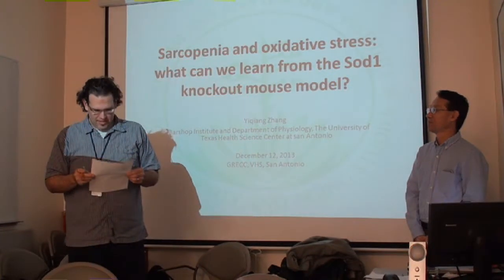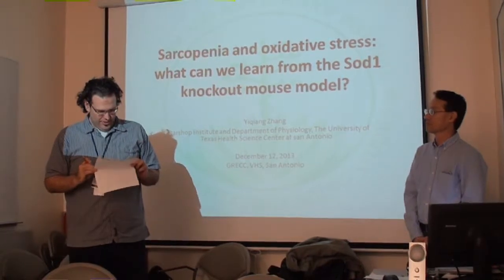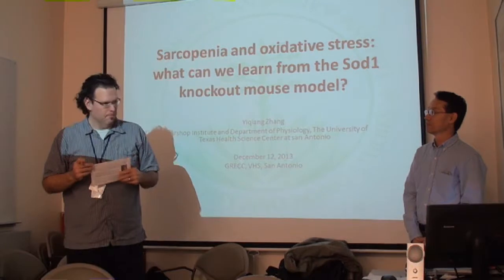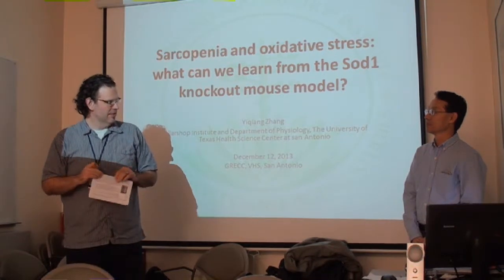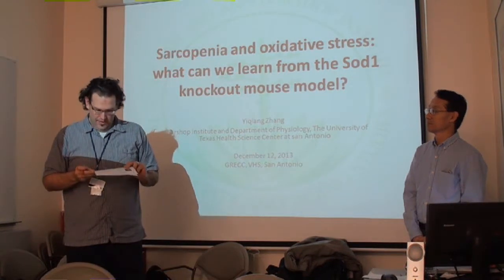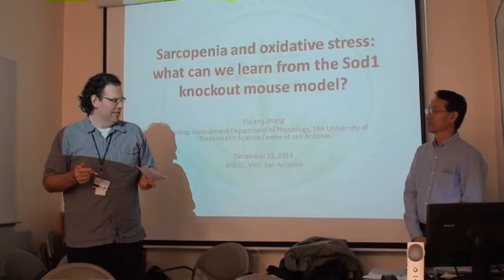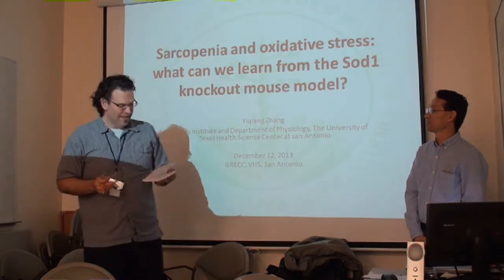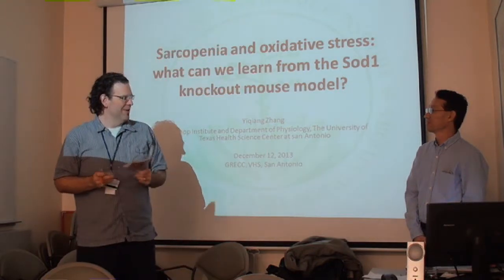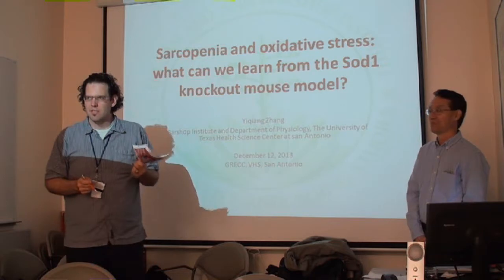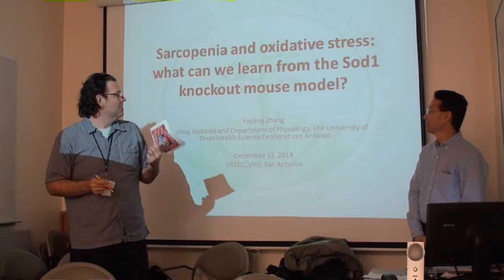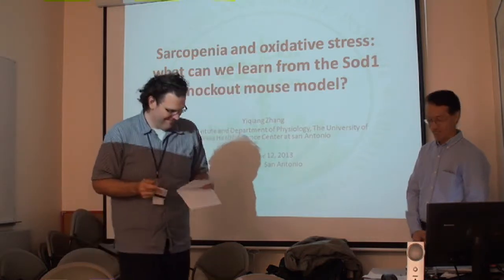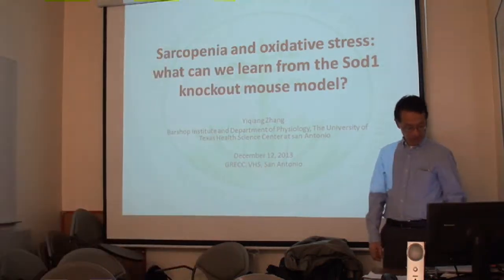So he's now got his own set of research, focusing mostly on tissue and cell modification, primarily through oxidative stress, but also things like cell senescence and how they affect both aging and age-related diseases like sarcopenia. I'm gathering from the title of your talk that you're going to talk to us about SOD1 knockout mice, and how oxidative stress can drive sarcopenia, which is going to tell us why that's important. So thanks, Yiqiang. Okay, thank you for the invitation.